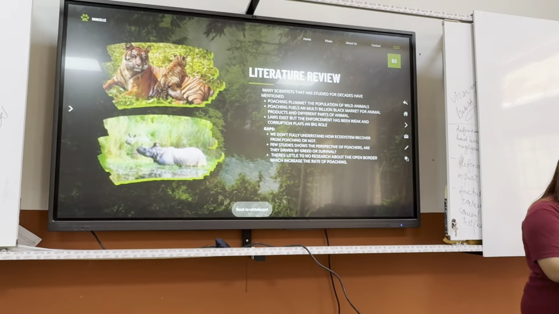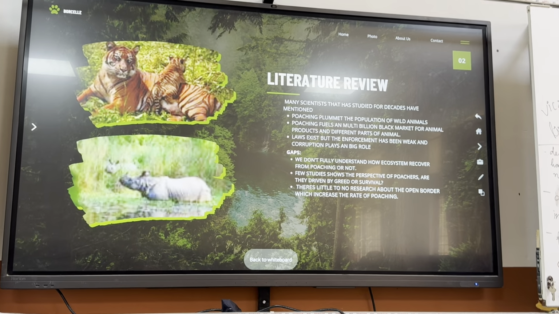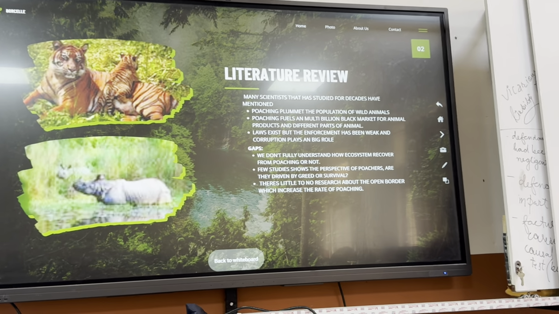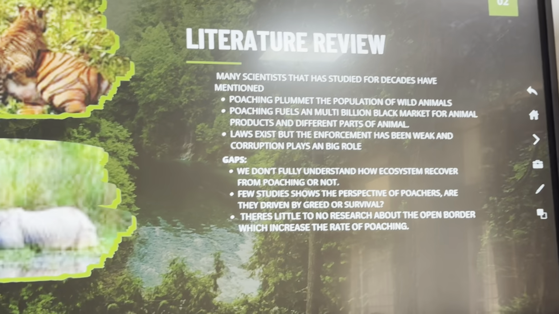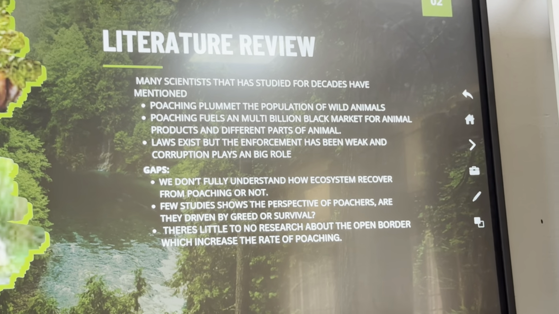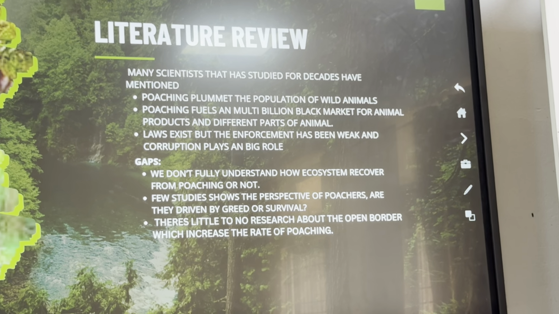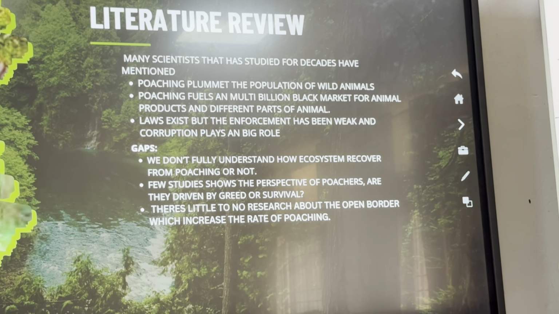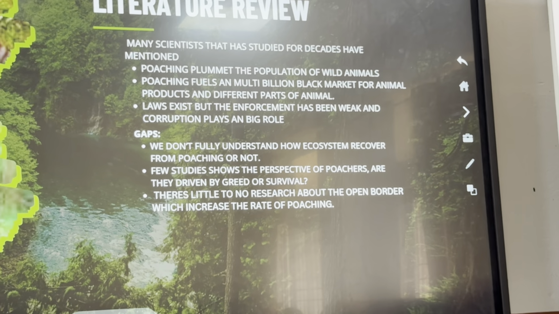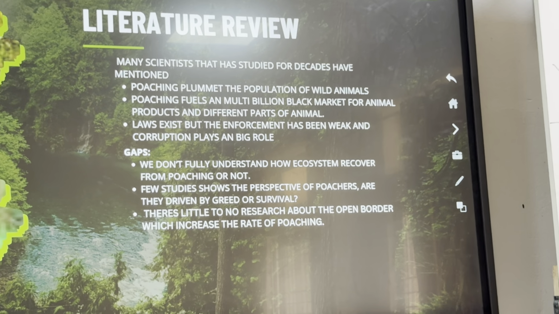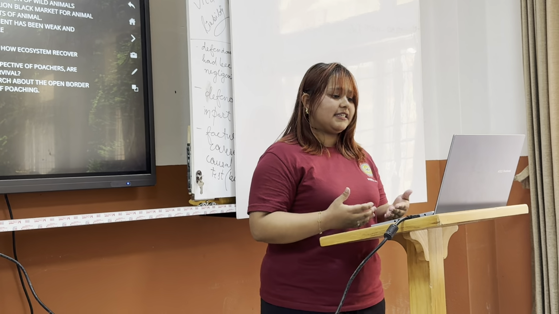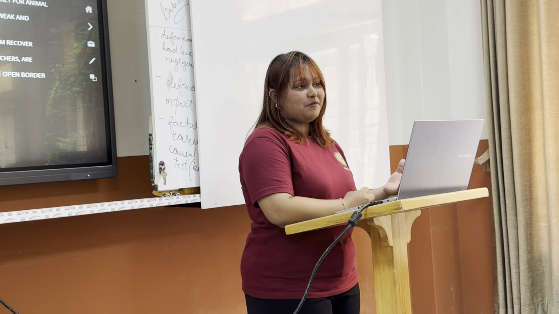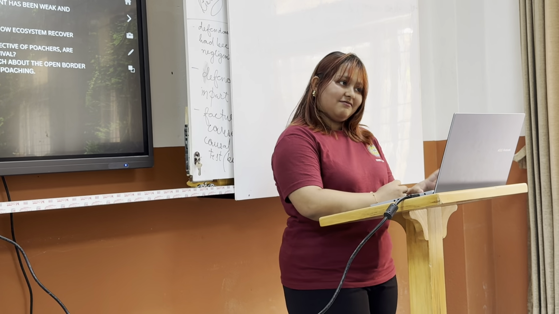For the literature review, many scientists who have studied over decades mentioned that poaching plummets the population of wild animals. It is true, there are declining numbers of wild animals. Second, poaching fuels a multi-billion dollar black market for animal products and different parts of animals. And third, laws exist but enforcement has been weak and corruption plays a role. We all know Nepal has high levels of corruption. So we all know that.